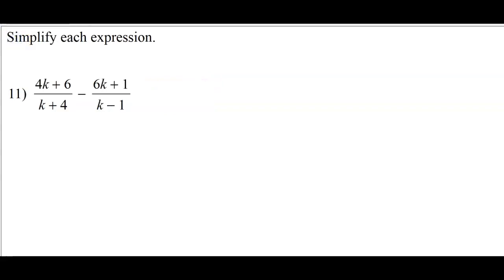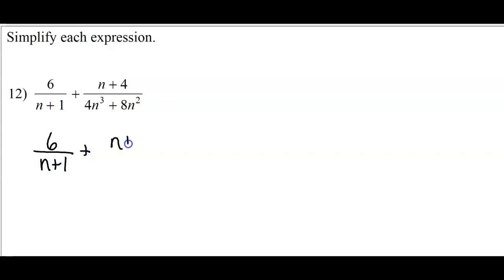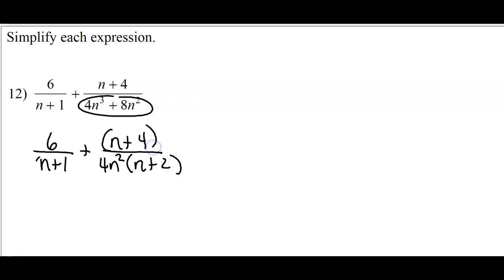Continuing forward. 11 and 12. Okay. We get to combine more fractions. So on this one, before we start combining, we do want to factor the denominators. In this case, unlike the last problem, we actually can factor the denominator. Here, they have a greatest common factor of 4n squared. So if I take out that 4n squared, that's what I have.